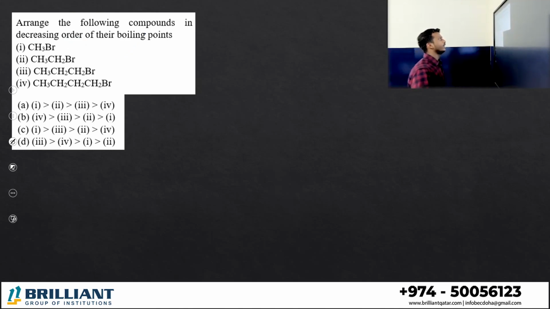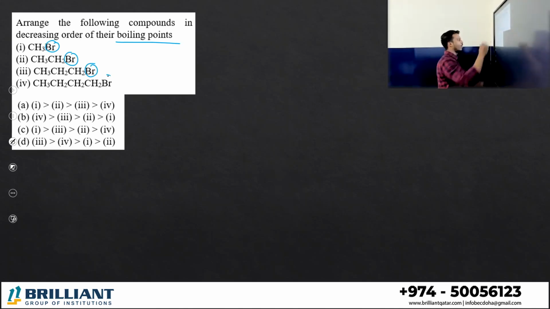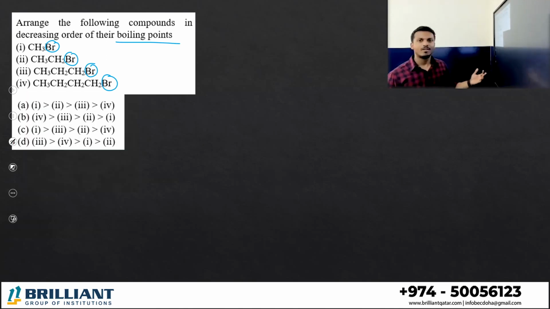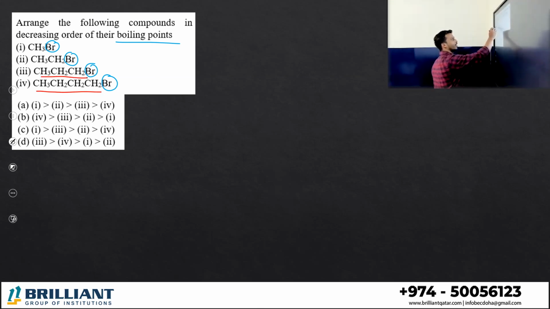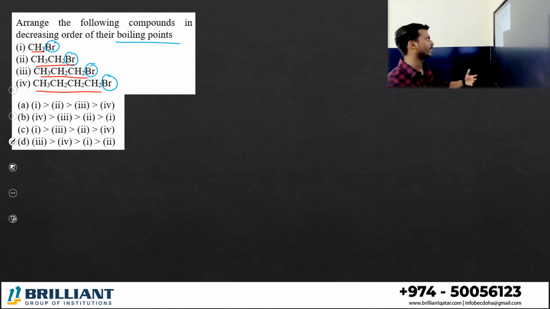Arrange the following compounds in the decreasing order of boiling point. Very simple question. You have no doubt here. Bromine, bromine, bromine, bromine. All halogens are similar. You know the main factor affecting boiling point is which one? Mass. Which one has the greatest mass? The last compound, because it contains 4 carbon. Here 3 carbon, here 2 carbon, just 1 carbon. So the fourth one is greater, then third, second, first. 4, 3, 2, 1. That is option B. Right? Okay. So the maximum questions related to boiling point are completed.